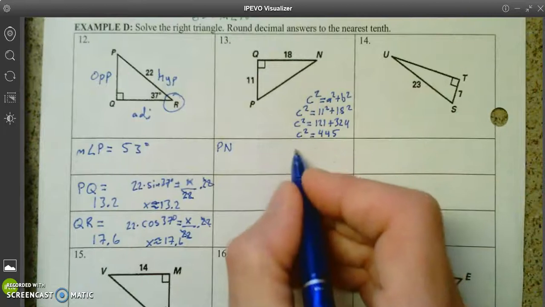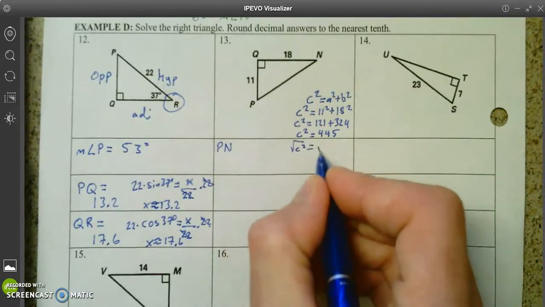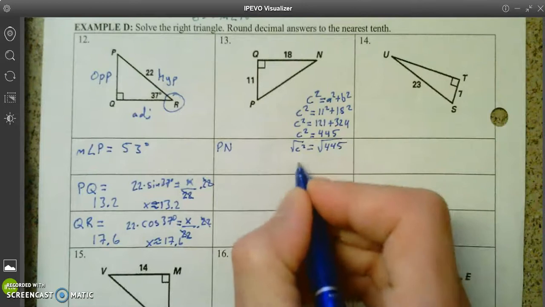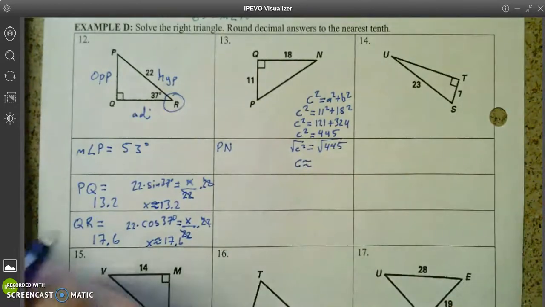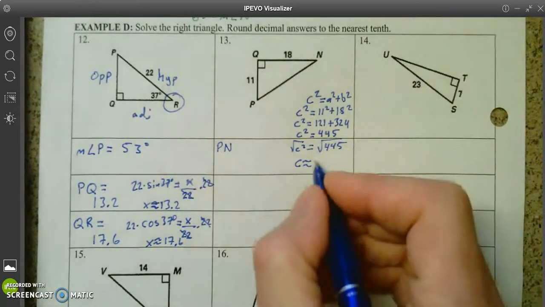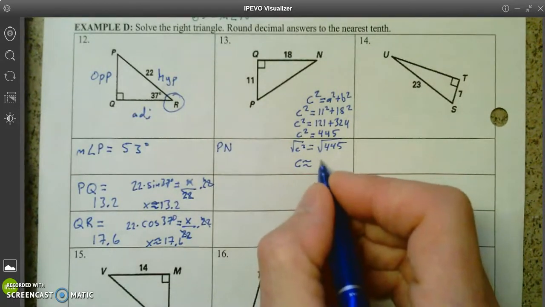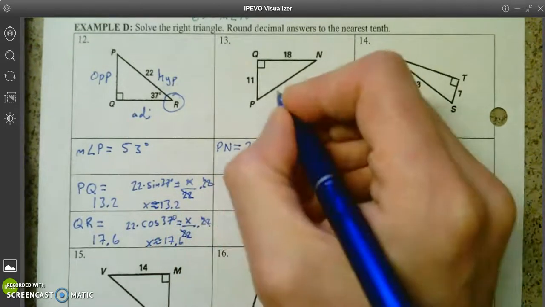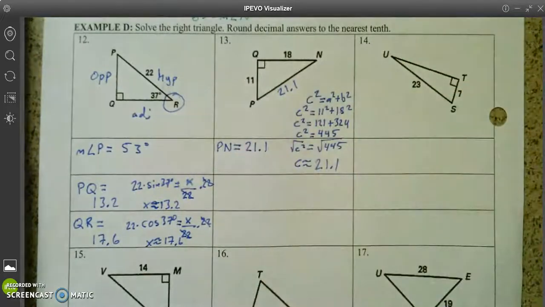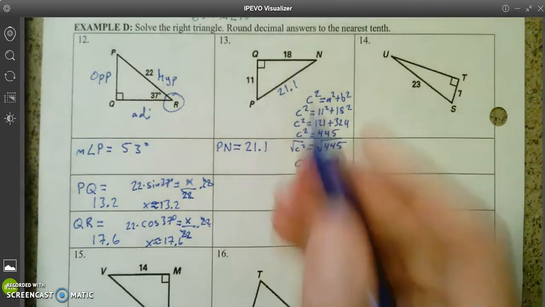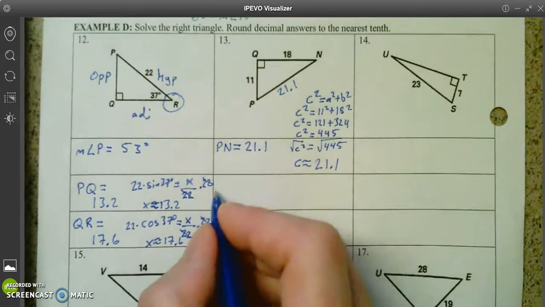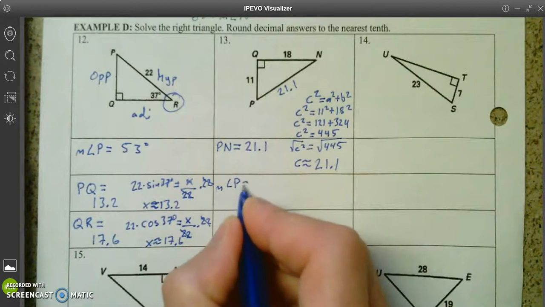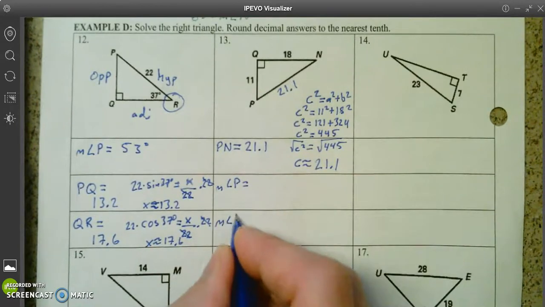If I take the square root of both sides, the square root of C squared, the square root of 445, I get C is approximately equal to 21.1 after rounding. So the length of PN is approximately 21.1 after rounding. Now the other ones that I want to find are the measure of angle P and the measure of angle N. So the measure of angle P here, the measure of angle N here.